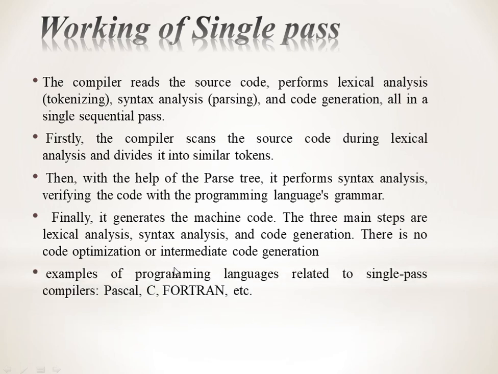Examples of programming languages related to single pass compilers are Pascal, C, and Fortran. You must have used the C language as it is the basic programming language, and you may have seen that when we run the program, we directly get the compiler error if it has an error, or it executes directly. So that is the working of the single pass. It executes the whole program in a single way.